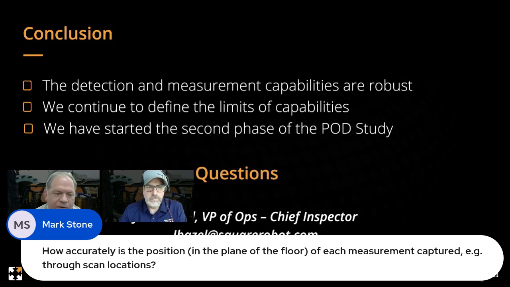And how accurate is the positioning across the tank bottom? So when we have a discontinuity there, how accurate can we be there? And what we're saying is typically we're within a 6-inch circle. Is about where we can be. I believe that's where we are.